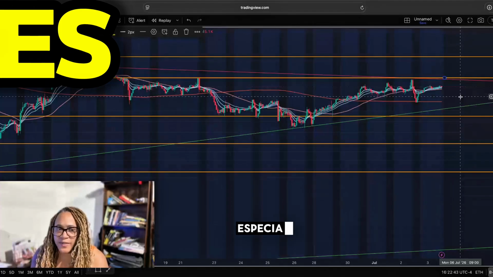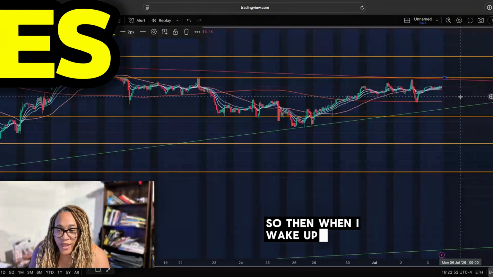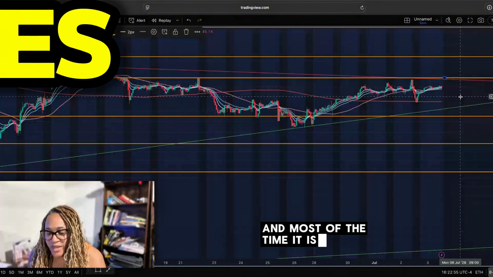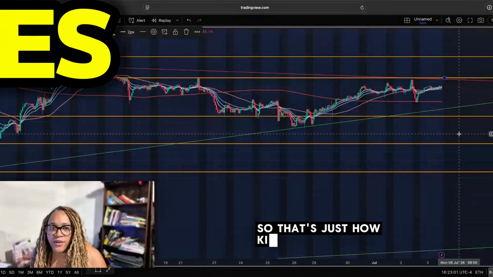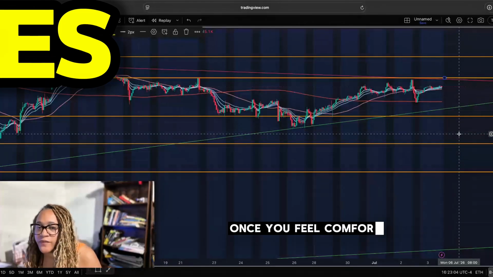So I do that often, especially because my sleeping schedule is a little bit off from trading. But I still get to trade even sometimes when I'm asleep. So when I wake up, I'm already in the trade, and most of the time it is in profit because I'm more biased after I've looked at certain things. That's just how you can manage the trade sometimes once you feel comfortable to do that.